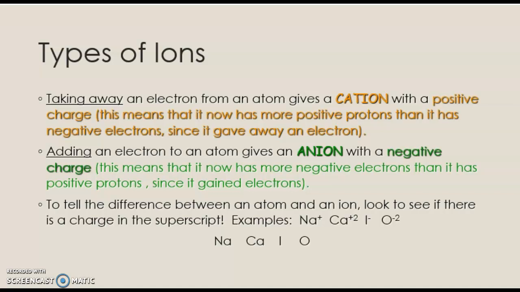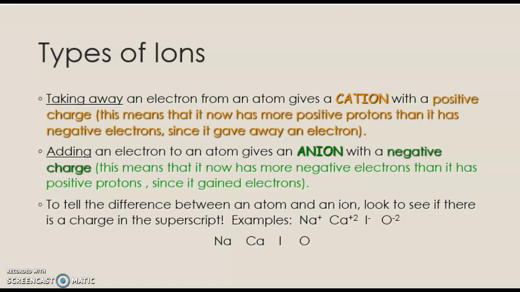So let's look at the positive ions. If you take away an electron from an atom, then it makes it a cation with a positive charge. And what that means is that it now has more positive protons in its nucleus than it has negative electrons surrounding the nucleus because it gave away an electron. So if it gives away 1 electron, it becomes a +1 cation. Now there's a very simple way to figure out whether it's going to be a cation and what charge, or whether it's going to be a negative.